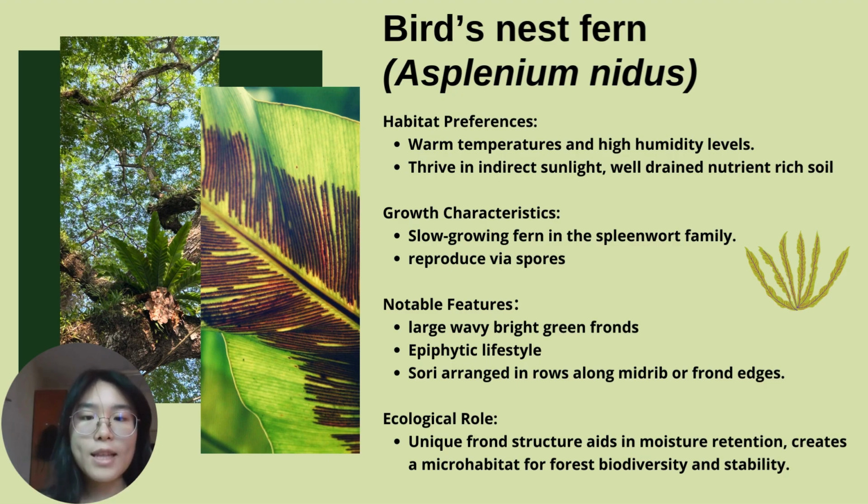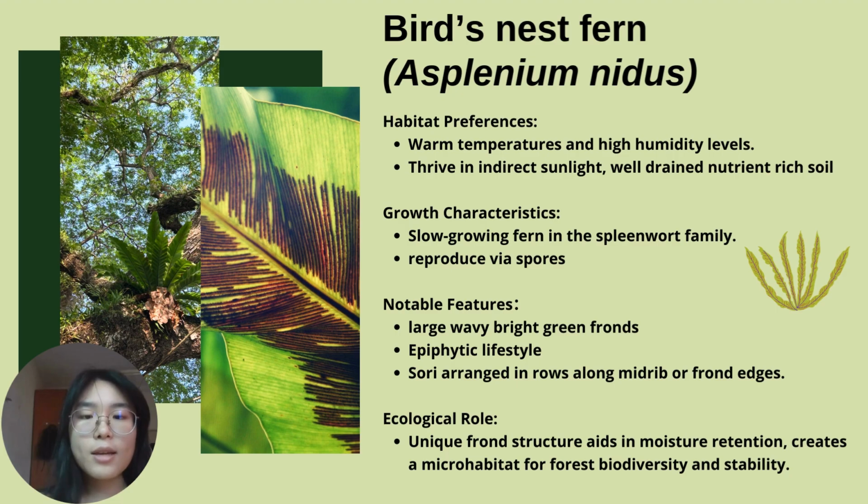They also thrive in areas with indirect sunlight and well-drained nutrient-rich soil, and their ideal locations for growth include rainforests, where they can be found growing on trees, rocks, or even on the forest floor, in areas with sufficient moisture and shade. Their growth characteristics include being a slow-growing fern in the Spleenwort family, and it can eventually reach impressive sizes with fronds extending several feet in length.